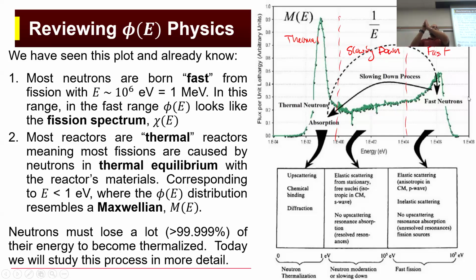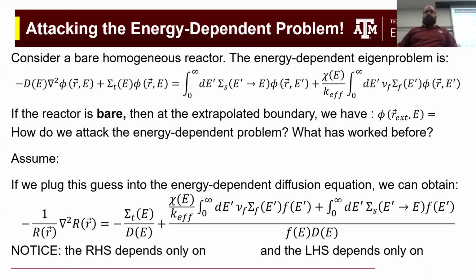So the neutrons are born with 10 to the 6 electron volts, and they need to slow down all the way to 1 electron volt or less to become thermalized, which is where they're more likely to cause fissions to make new neutrons. So neutrons have to lose a lot of energy to go from 10 to the 6 eV to 1 eV. They have to lose over 99.9% of their energy to become thermalized. And so that's the other thing that we're going to talk about, the slowing down process by which neutrons can go from fast to thermal.